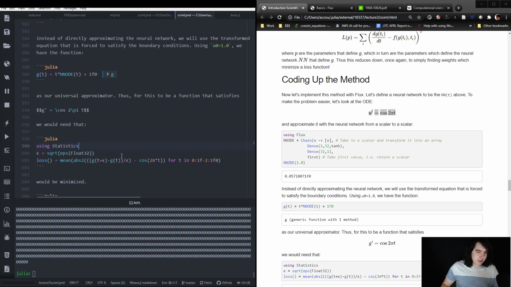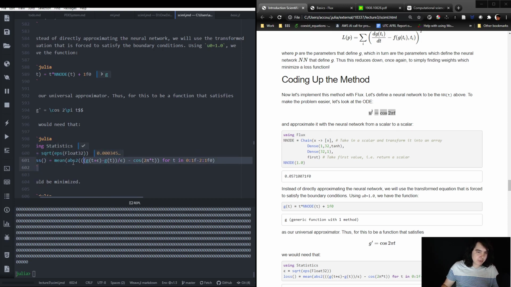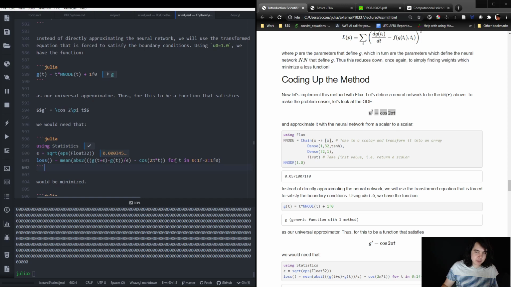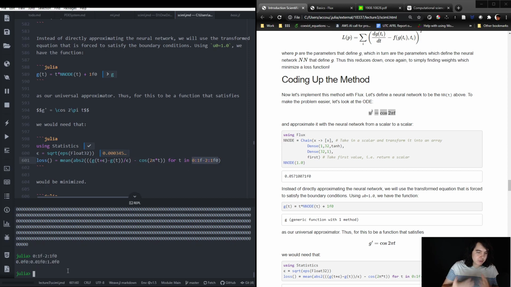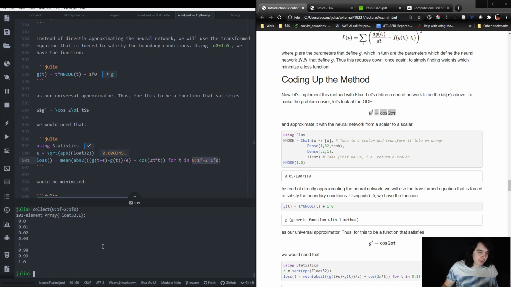So here, what I want to do is, for t from 0 to 1, right? Let's just look at what this is. Remember, this is a range object, and so it's not as informative in that form. But if I collect it into an array, I can see all the different values. Starting at 0, going by 1f-2, so float 32 values, and going up by 0.1 all the way up to 1.